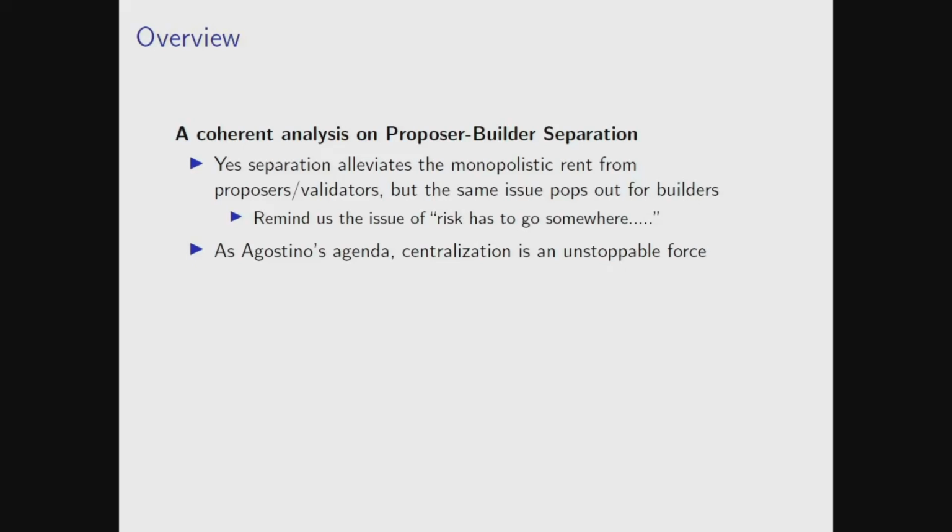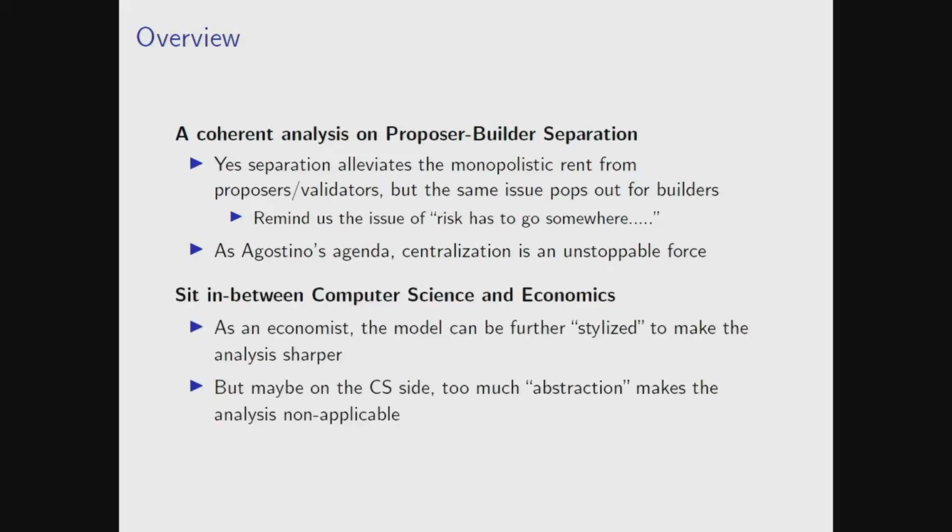It reminds us that risk has to go somewhere. I'm a financial economist working on banking, the financial system, and macroeconomics. Risk has to go somewhere, so I have to ask: if you do it this way, where does the risk go? As in Agostino's agenda, he was always trying to say centralization is an unstoppable force. Obviously I'm along with you. This paper is sitting between computer science and economics. As an economist, I think you should even further stylize the model. I will tell you the model ingredients shortly to make the analysis sharper.